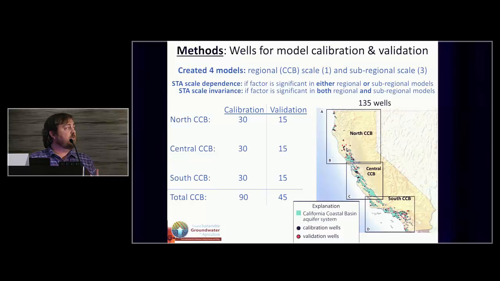And again, what we're really interested in here is the scale dependency of these factors. So how we're defining that in this study is scale dependence if one of these factors is significant in either the regional or sub-regional model. That would be scale dependence of a factor, and scale invariance or scale independence would be if the factor is significant in both the regional model and the sub-regional model. So those scale invariant factors are those controls on nitrate that we need to be thinking about at all scales, from local, potentially all the way up to national scale.